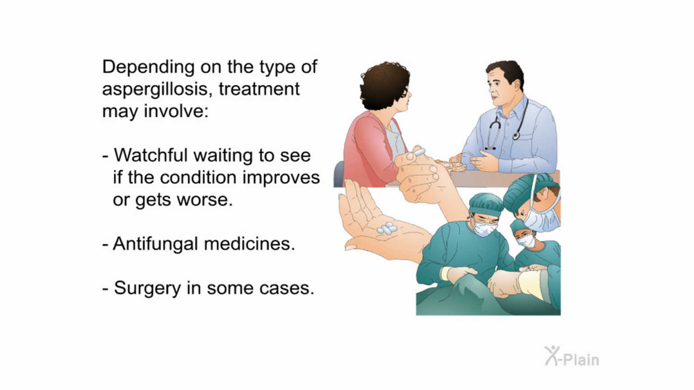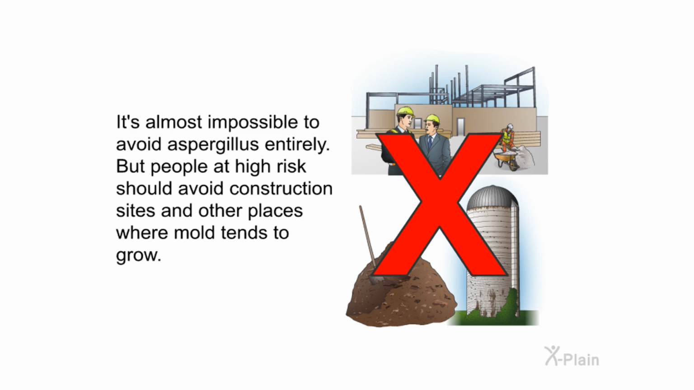Depending on the type of aspergillosis, treatment may involve watchful waiting to see if the condition improves or gets worse, antifungal medicines, or surgery in some cases. It's almost impossible to avoid Aspergillus entirely, but people at high risk should avoid construction sites and other places where mold tends to grow.